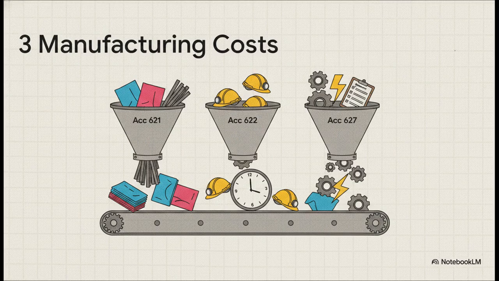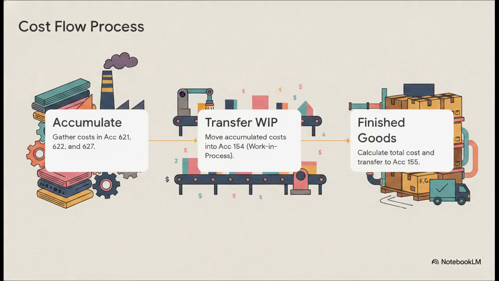But here is a golden rule I want you to remember. Absolutely none of these 3 accounts carry a closing balance at the end of the accounting period. They are strictly temporary accumulation accounts. And why is that? Because at month end, we have to clear them out to calculate our true product cost.